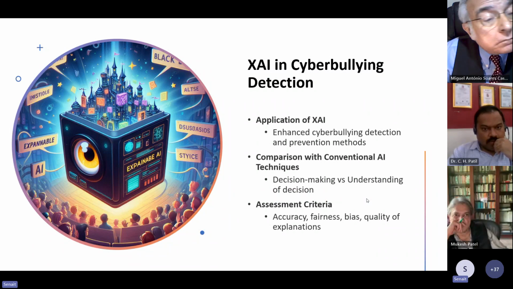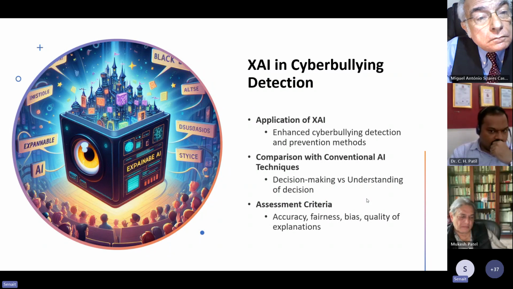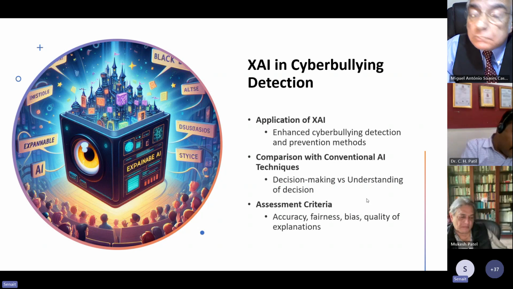Comparing XAI with conventional AI techniques highlights some significant differences. The traditional AI models in cyberbullying detection often function as black boxes, providing little to no insight into their decision-making process. This lack of transparency can lead to mistrust among the users and can pose ethical challenges, especially when false positives or negatives occur.